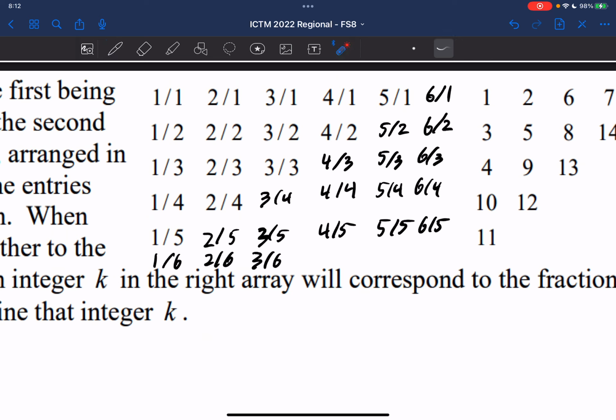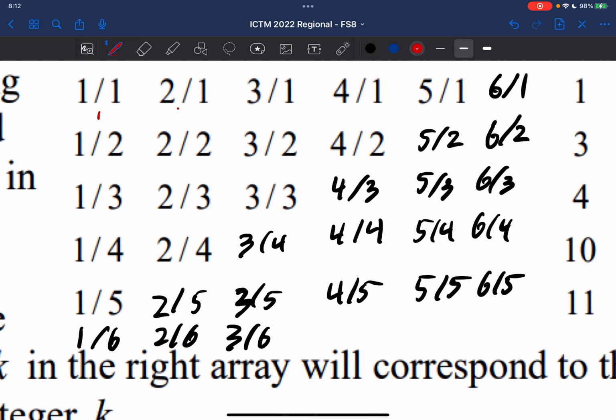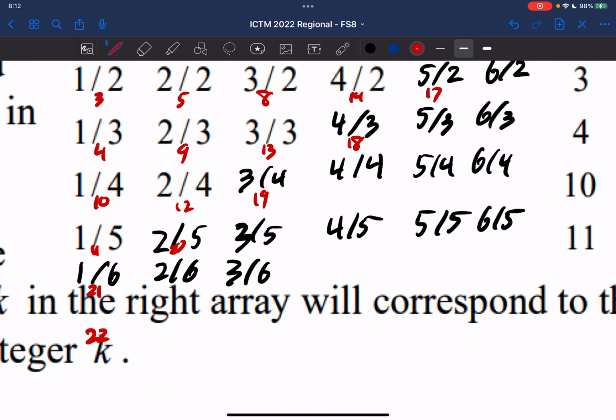Okay. So now let's start counting. 1, 2, 3, 4, 5, 6. Actually, I should just be labeling this, shouldn't I? That would make a little more sense. So 1, 2, 3, 4, 5, 6, 7, 8, 9, 10, 11, 12, 13, 14, 15, 16, 17, 18, 19, 20, 21. Actually, there would be a 22 down here, but then we would come back up and we would have 23 be that number right there.